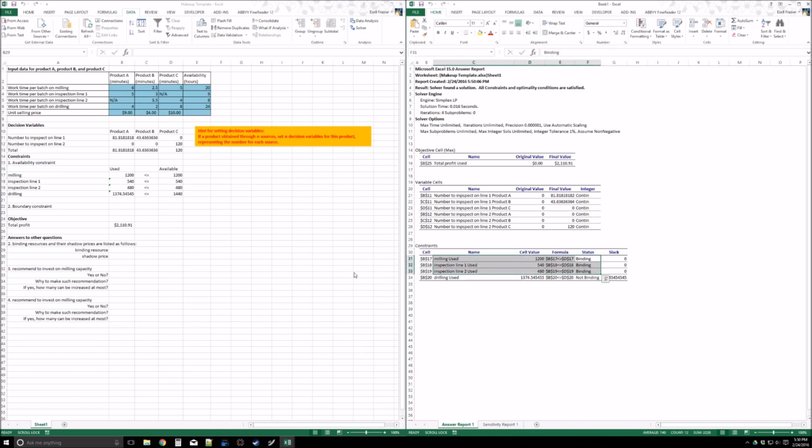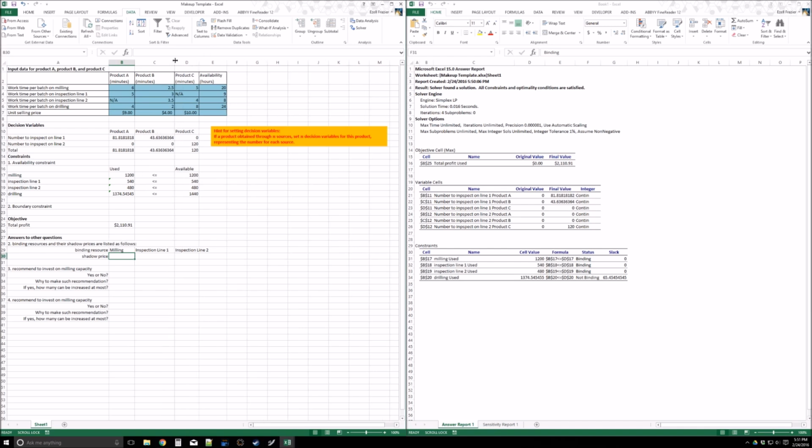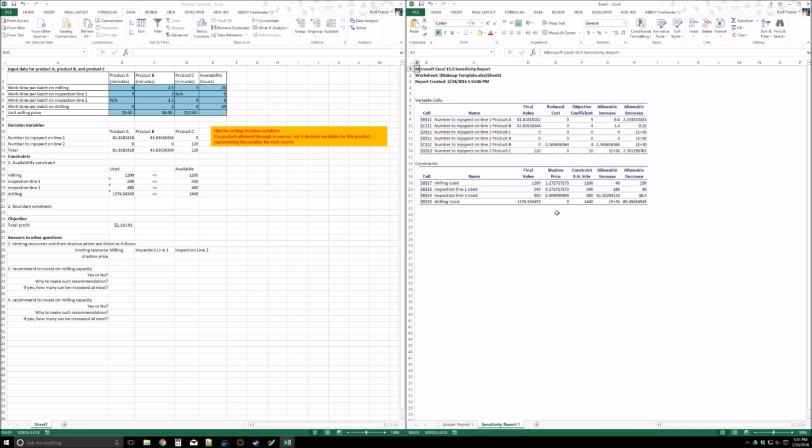Those are binding constraints. And I believe for milling, it's I think it's one. Well, actually, that's your shadow price. So I'm getting ahead. So for the shadow price, for milling, it's $1.27, and for testing line one, I can't remember. I think it's like 20 something cents.